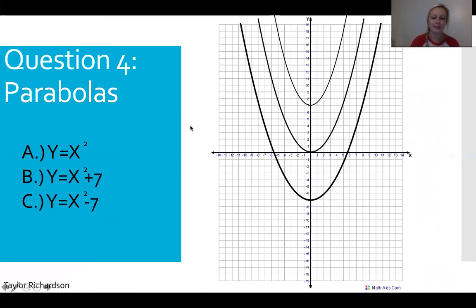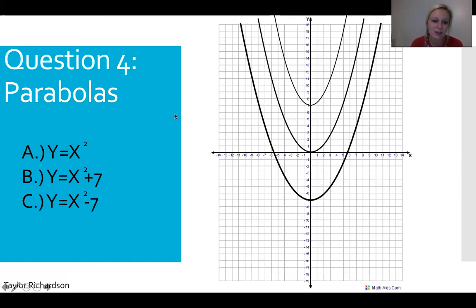Question 4 is about parabolas. We are given the 3 formulas or equations right here to the left, parts A, B, and C. Part A is y equals x squared. Well, there's no written y-intercept right there that we can see, and that is just because that is just our basic parabola, x squared. That is going to be the middle parabola or curve that we see, and it just goes right through the center of the graph, right through point 0, 0.